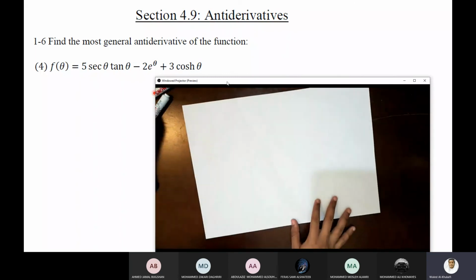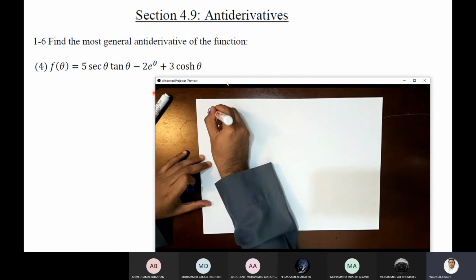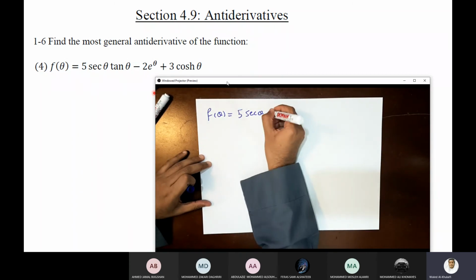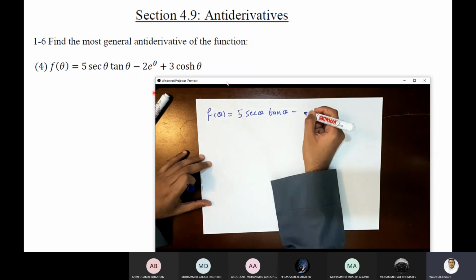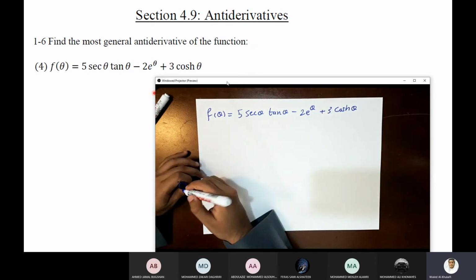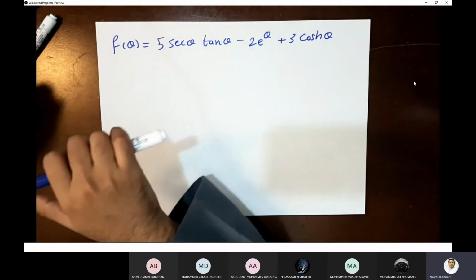So now we are dealing with trig functions or trigonometric functions. F of theta equals 5 secant theta tan theta minus 2 e^theta plus 3 cosine hyperbolic theta. So I want to find the most general antiderivative.